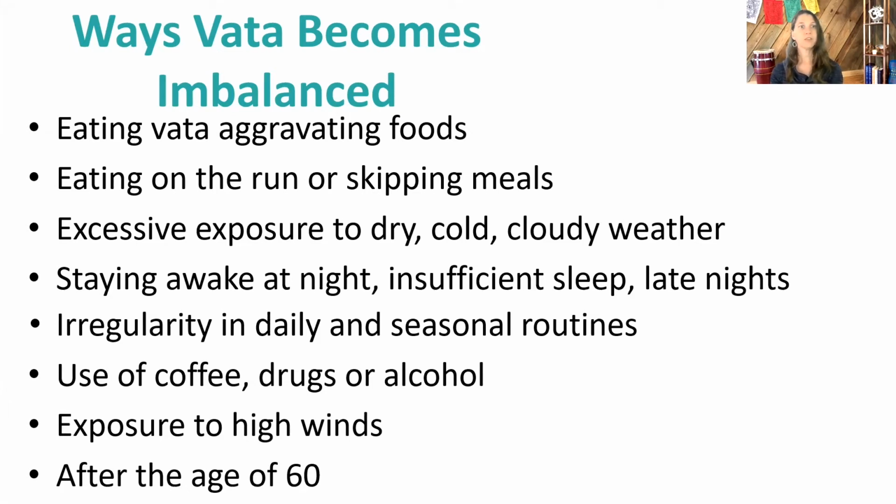So oftentimes the use of coffee, caffeine, drugs, or alcohol is going to increase our vata. And then wind. If you think of air as being a quality of vata, if we increase wind, it's going to increase movement outside as well as internally, physically, and psychologically for our vata. And then the age of life that is associated with vata is typically 60 plus. So when we get to that age, we're going to have a greater amount of vata in our system.